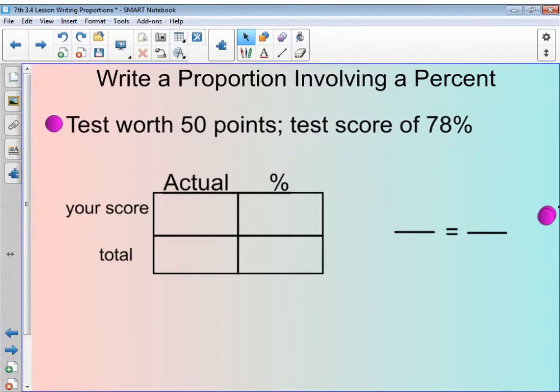Okay, so I want you to try this one. The test was worth 50 points. You got a test score of 78%. So go ahead and pause your video and work your way through this one. You can either use the table or you can set it up as the ratio fraction format.